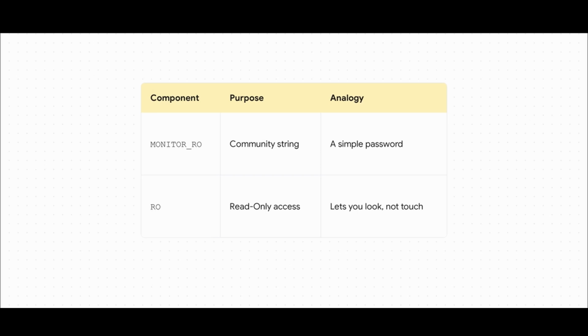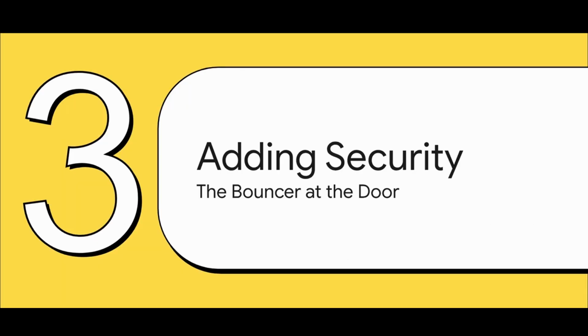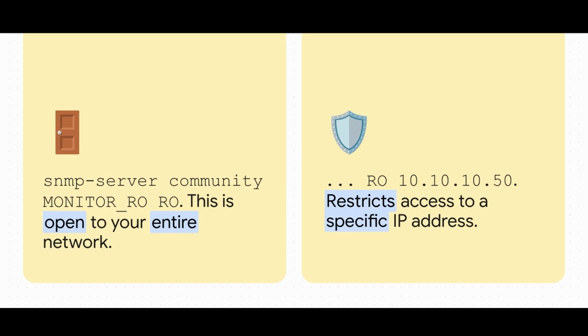So that basic command works, sure, but it's kind of like leaving your front door unlocked. I mean, anybody on the network who guesses that simple password can get status information from your device. We can do so much better, and it only takes one small addition. Just look at the difference here. On the left, you've got our basic command. It's open to anyone who knows the community string. But on the right, see that? We've added an IP address. This is the address of our trusted network management server.